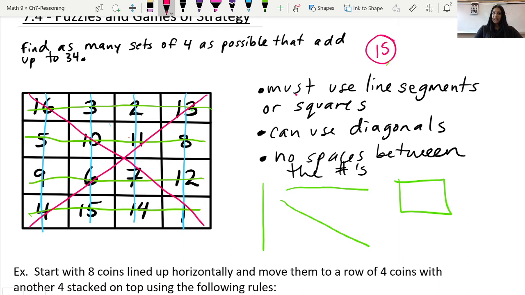And then it does say must use line segments, so we're doing that. Can use diagonals, we just did that. There's no other diagonals that could work, and no spaces in between the numbers. Yeah, we've been doing that, but we didn't do any squares. Let's maybe try out some squares, if you can still see this through all these different colors.